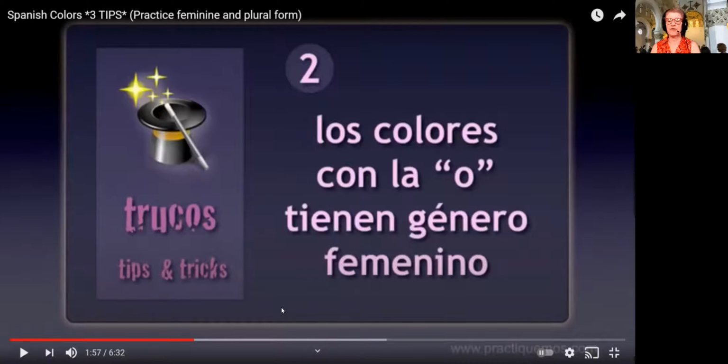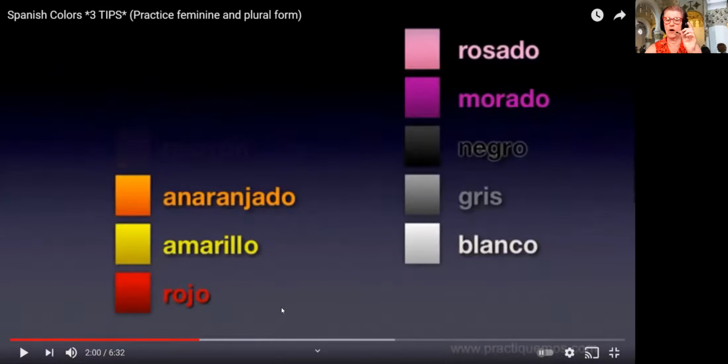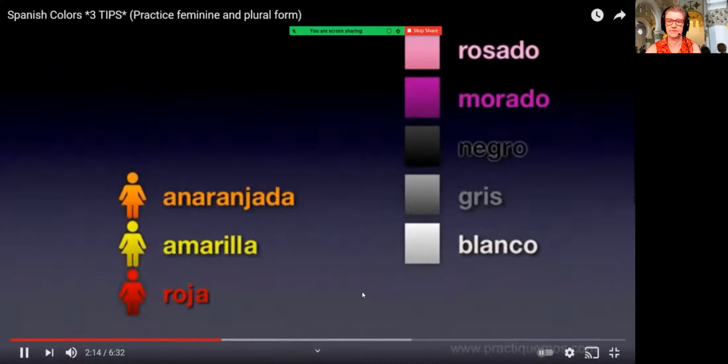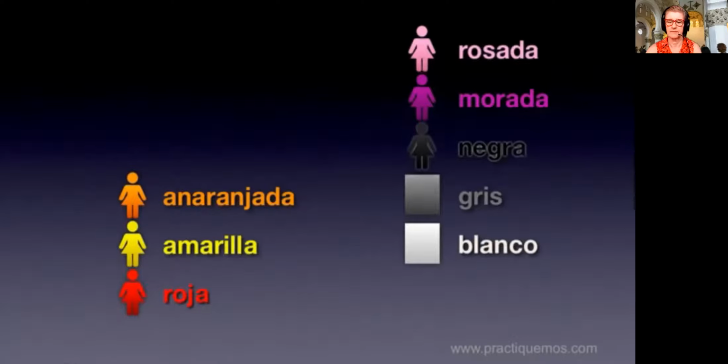Okay. The colors that do not end in O don't go into a gender change. So she's taking out all the ones that do not end in O. So notice that. Anaranjado. Anaranjada. Amarillo. Amarilla. Rojo. Roja. Rosado. Rosada. Morado. Morada. Negro. Negra. Blanco. Blanca.